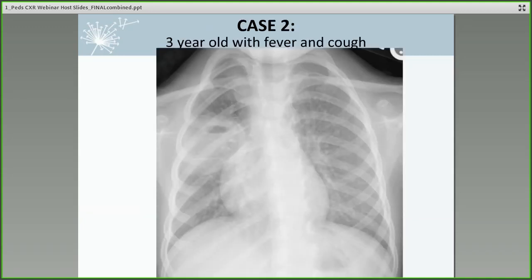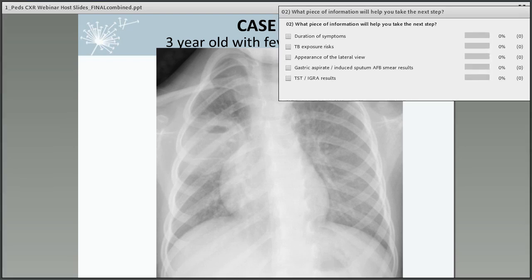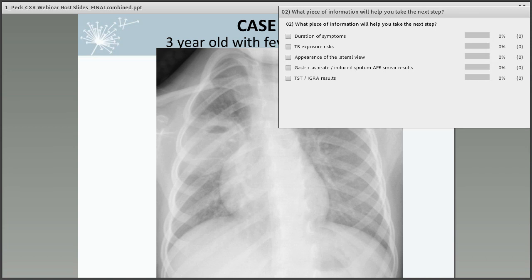Okay, so here's our next case. This is a little 3-year-old girl who actually was just a couple months ago here in my hospital. This is her frontal view, and we can bring in the polling question. And the polling question says, what piece of information will help you take the next step? And I think on this one you can choose as many as you like.